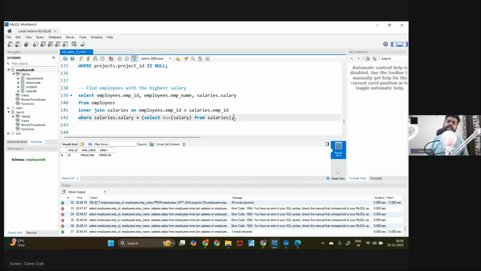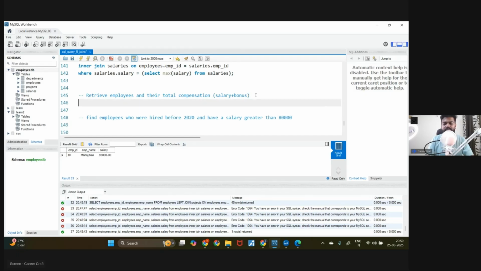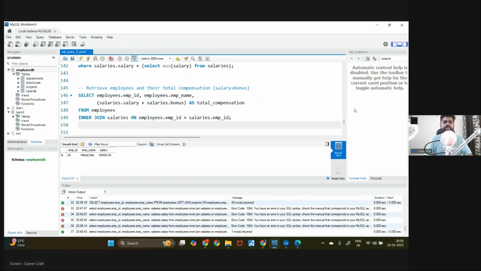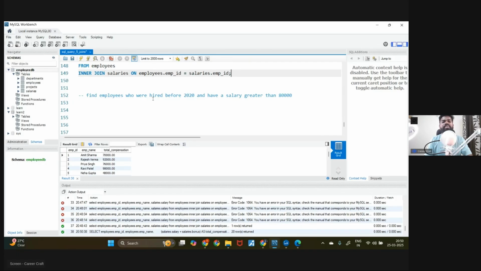Anyone tried the next question? Retrieve employees and their total compensation. Quickly, this is very easy. I'm not going to explain this now. You guys have practiced so much that this should be very, very easy to do. Now, next question: find employees who are hired before 2020 and have a salary greater than 80,000.